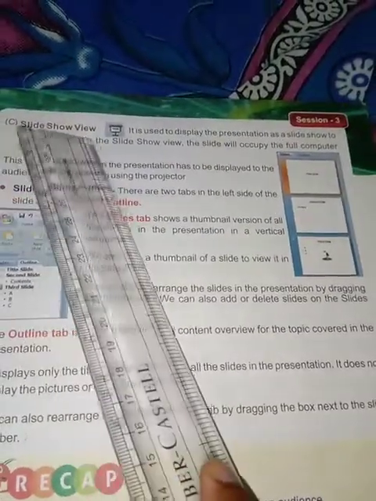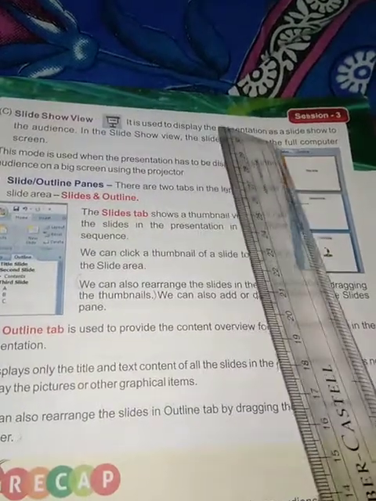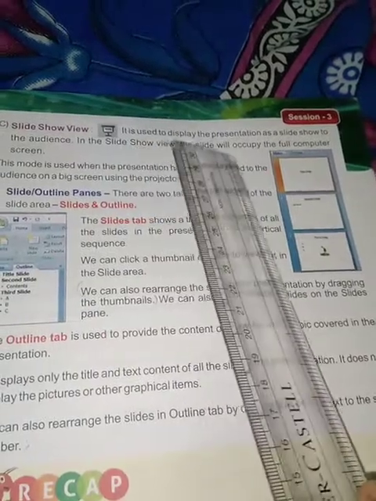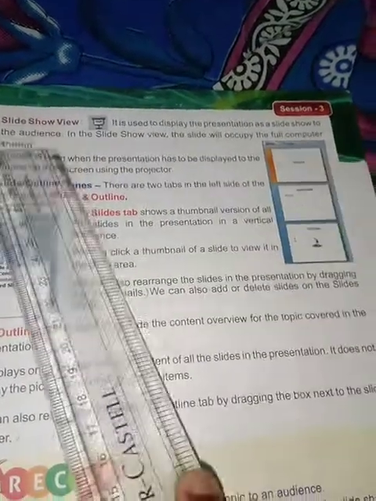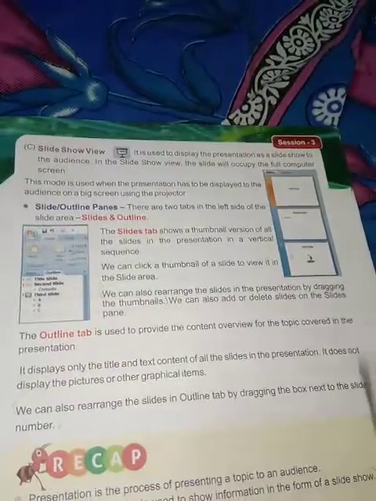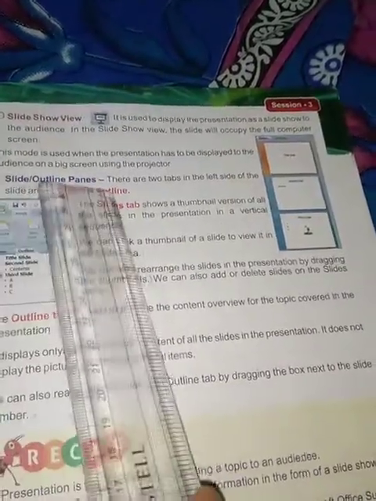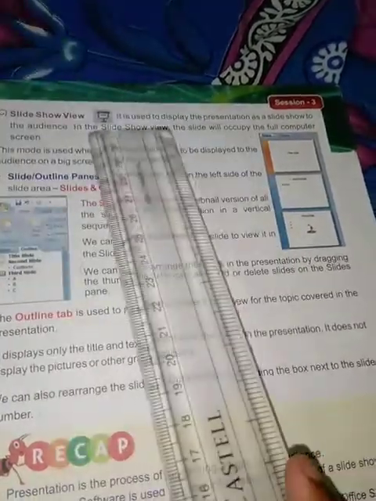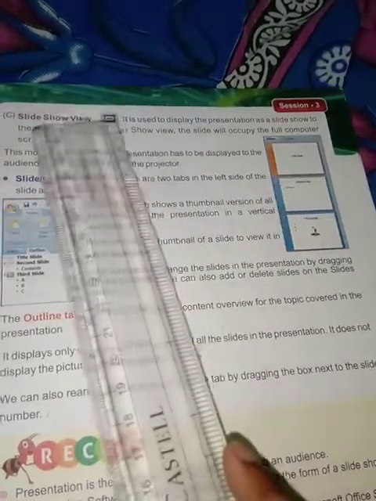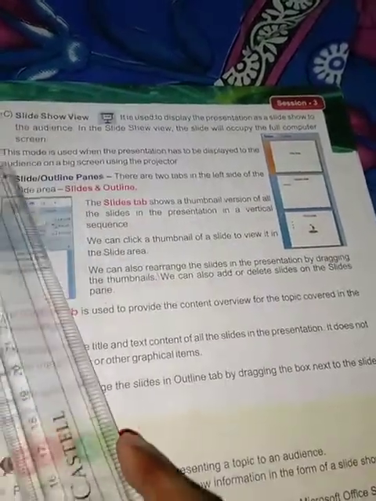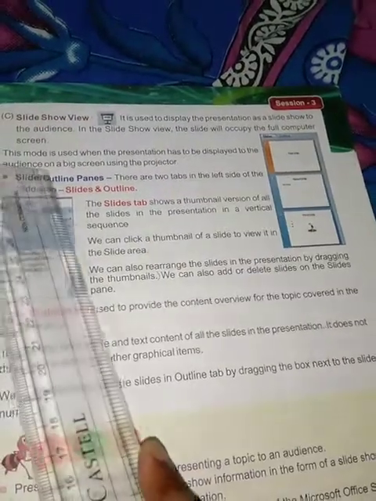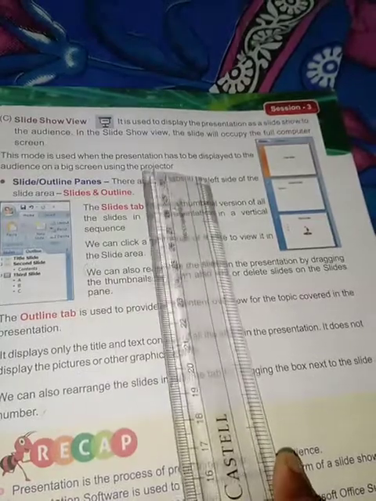Next, slideshow view. It is used to display the presentation as a slideshow to the audience. In slideshow view, the slide will occupy the full computer screen. This whole computer screen will be occupied by your slide. You can't see any options of the presentation software. You won't be seeing anything, only the slide. This mode is used when the presentation has to be displayed to the audience on a bigger screen using a projector.